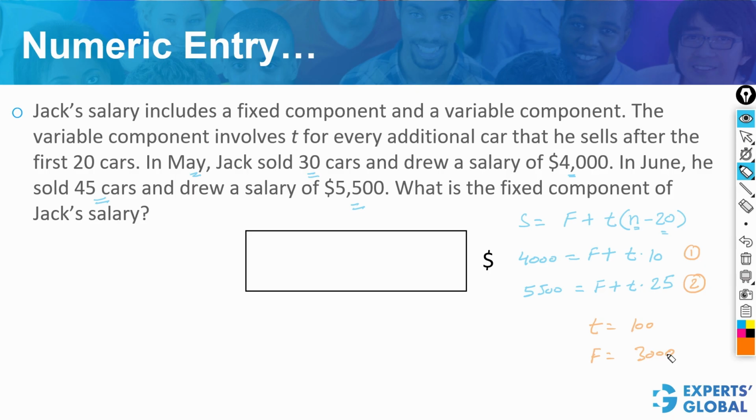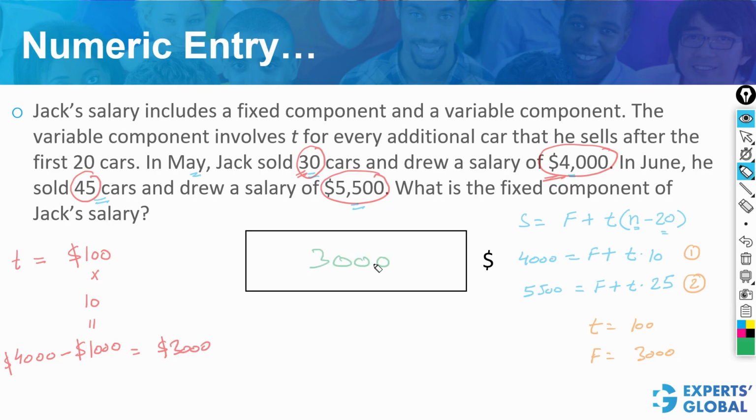A shortcut here, see the number of cars he sold increased by 15 and his salary increased by 1,500. That means he is earning an extra $100 per car. That means T is quite intuitively $100, and therefore in any month he sold 30 cars, that means he was paid $100 for 10 cars. That means the variable component was $1,000 and therefore the fixed component was $4,000 minus $1,000. The fixed component must be $3,000. Either way, the correct answer is $3,000.